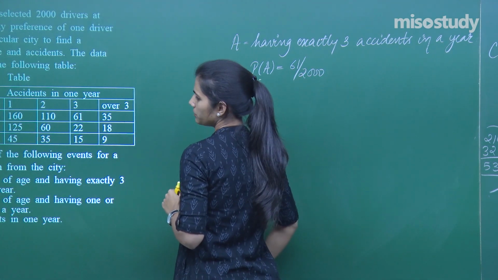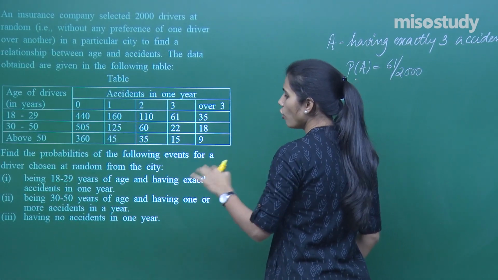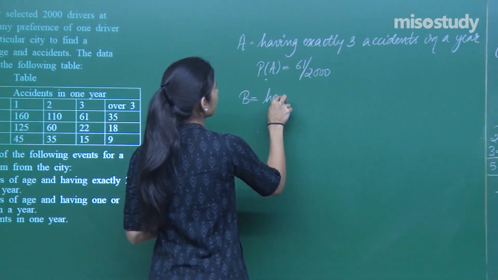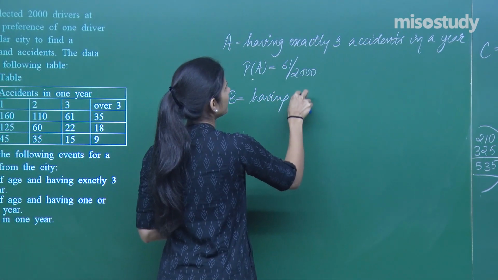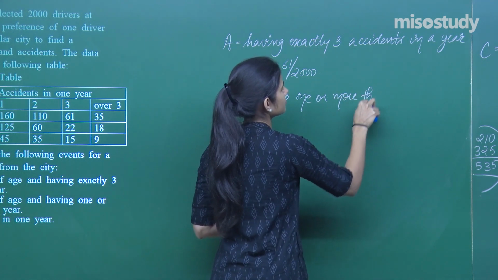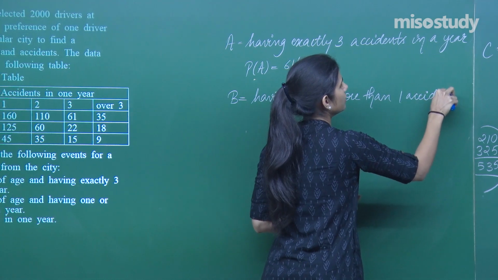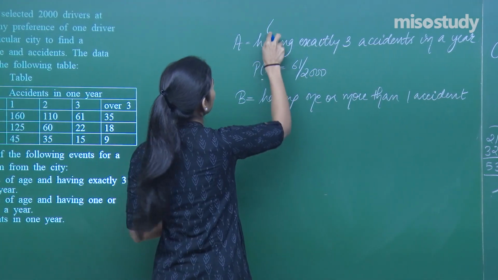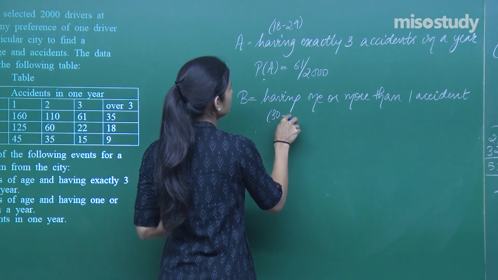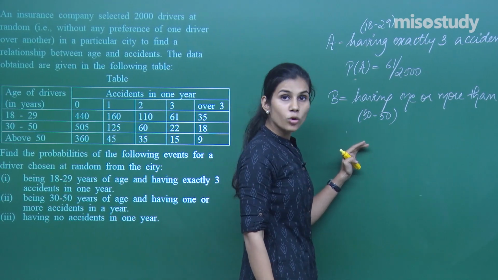Similarly, event B would be being in the age group of 30 to 50 and having 1 or more than 1 accidents in a year. So, having 1 or more than 1 accident. And obviously, this is regarding 18 to 29 age group and this is regarding 30 to 50 age group. Clear? Having 1 or more than 1 accident.